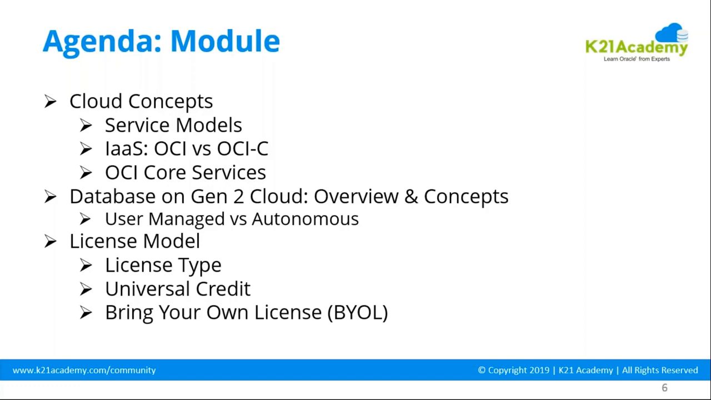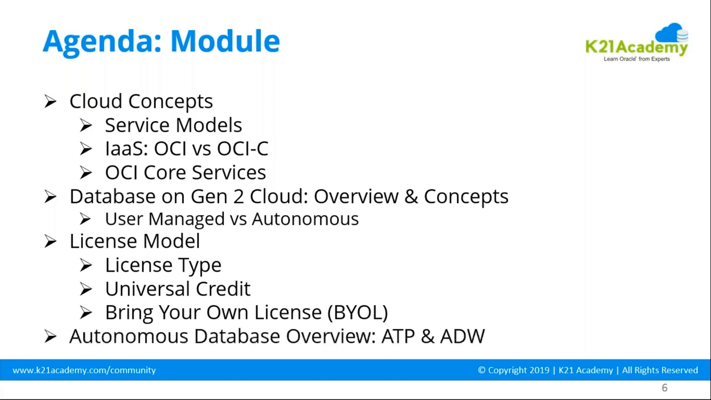Licensing model applicable to user managed databases, but quickly touch upon the applicability of that from an autonomous perspective as well, where applicable. We'll discuss about the licensing types. What do you mean by universal credit? What does it mean to you from a licensing model? And if you have questions around bring your own license, can I bring my on-prem license to cloud? How does it impact my licensing? That's what we will look at here.